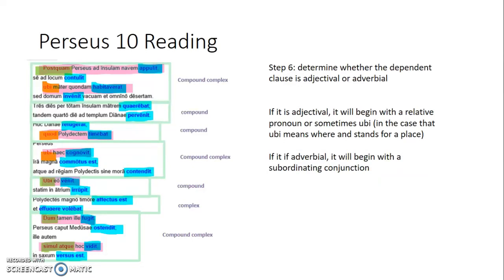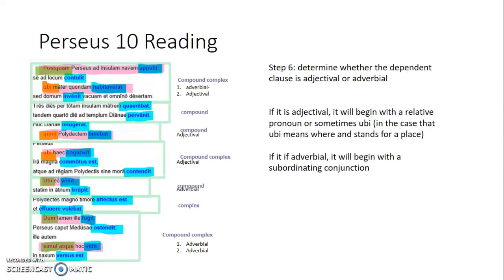Step 6 is to determine whether the dependent clause is adjectival or adverbial. If it is adjectival, it will begin with a relative pronoun or sometimes ubi, in the case that ubi means where and stands for place. If it is adverbial, it will begin with subordinating conjunction.